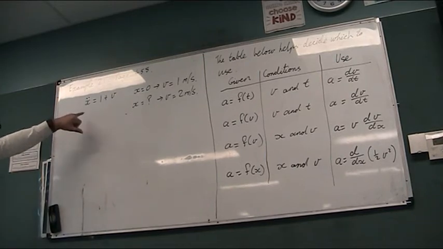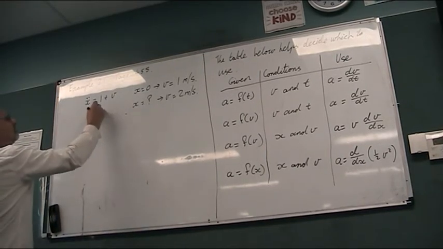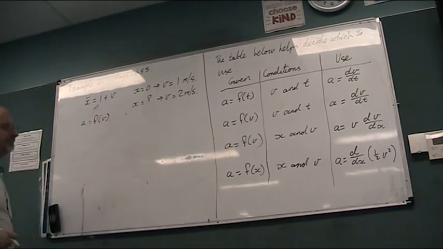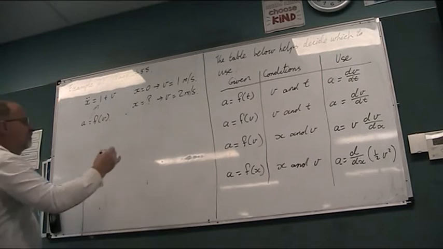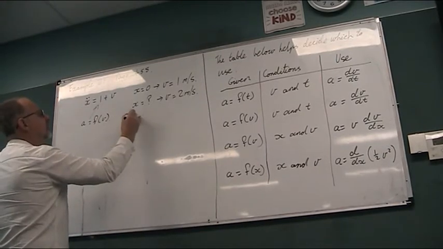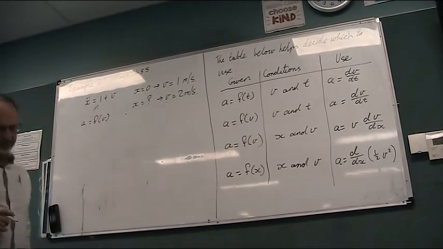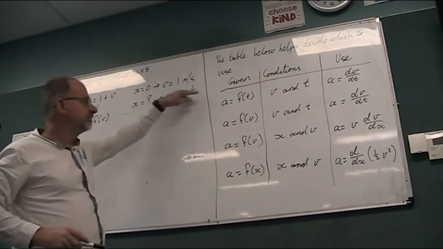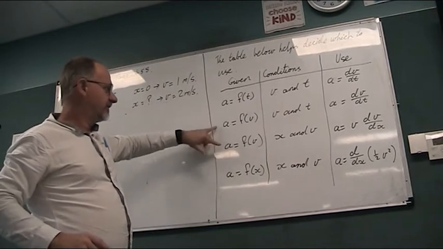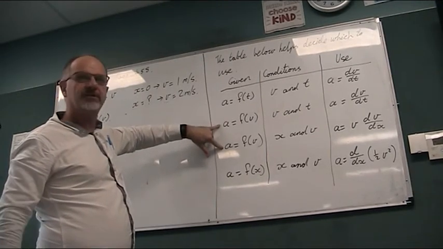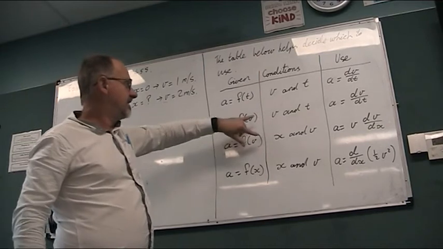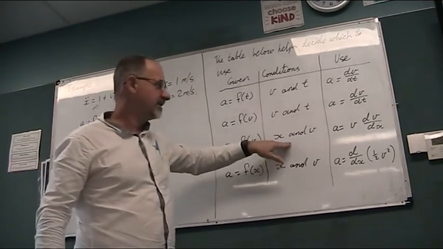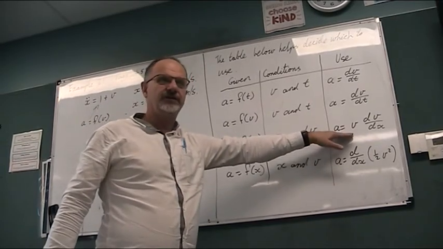Okay, so our acceleration here is a function of the velocity. And what we've got here is x and v. So if we refer to that table, acceleration is a function of velocity, there's two options here for us. Which conditions have we been given? We've been given x and v, so that's this one here. So we're going to use this version.